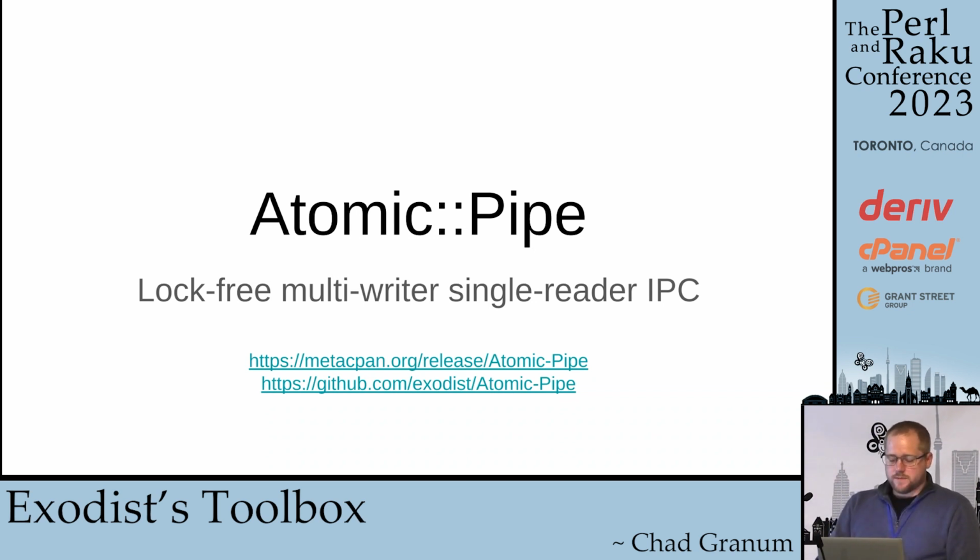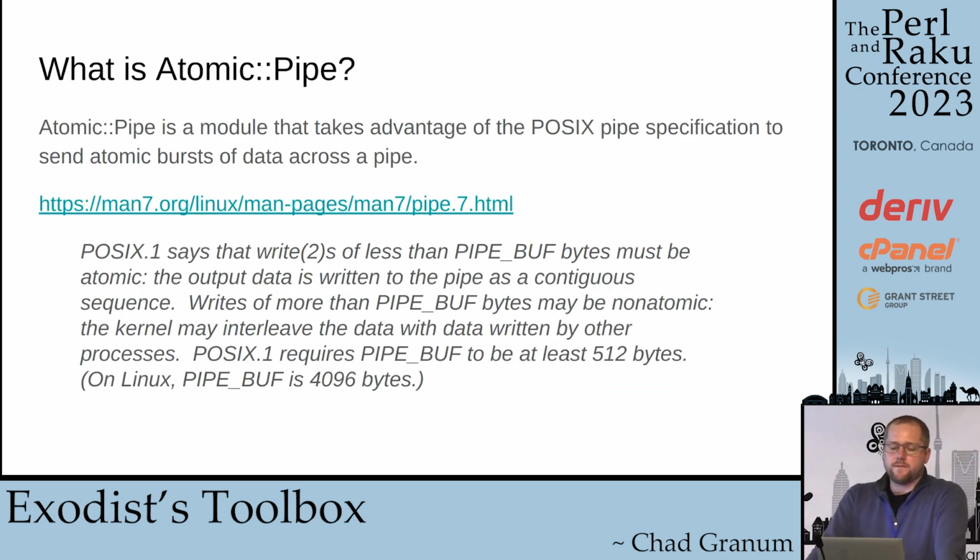So I did some digging, and I found out that the POSIX specification for pipes says that any write to a pipe that is less than the size of the pipe buffer will be atomic, which means no matter how many writers are trying to write to that pipe, as long as their messages are below a certain size, they will not get mangled with each other.